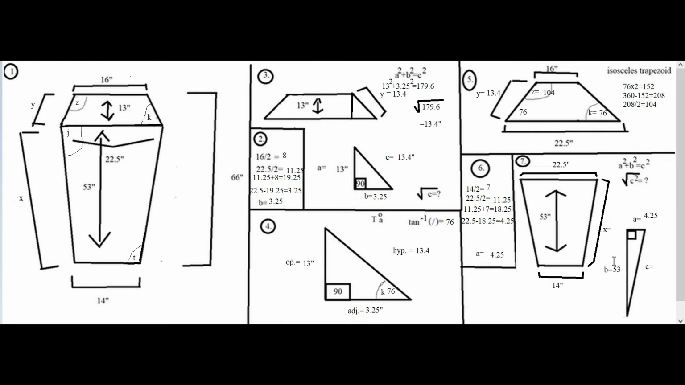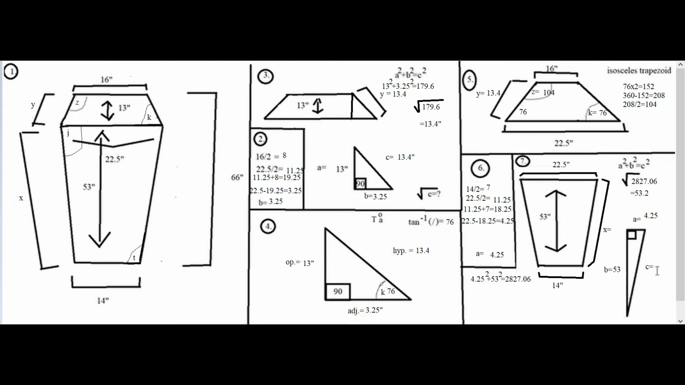And B is 53. So now we're going to do the A squared plus B squared equals C squared. And we're going to go ahead and go 4.25 squared plus 53 squared. Once you add those up, you should end up with 2827.06. Now that we've got that, we're going to go ahead and square root that. Once you square root it, you should end up with 53.17. We're going to go ahead and round that up to 53.2.